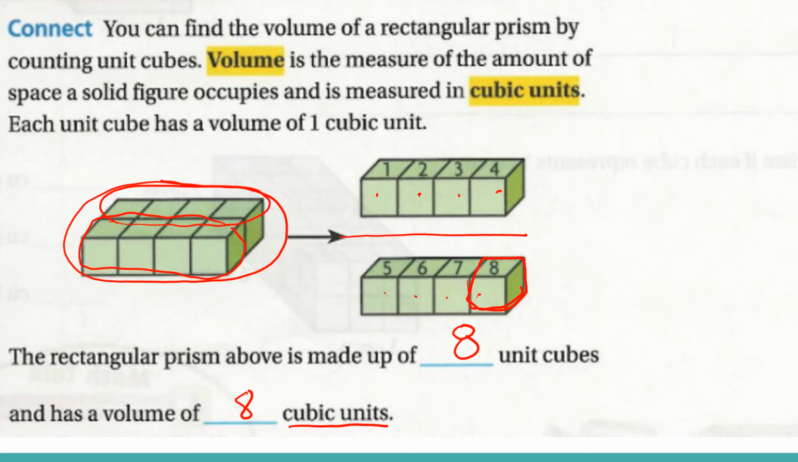Remember, that little three that we put tells me the shape of the unit. And in this case, this is a cube. So we have a cubic unit. There are eight of them. Because it doesn't give me a unit like meters or feet or centimeters or inches, we only call it a unit. Okay?